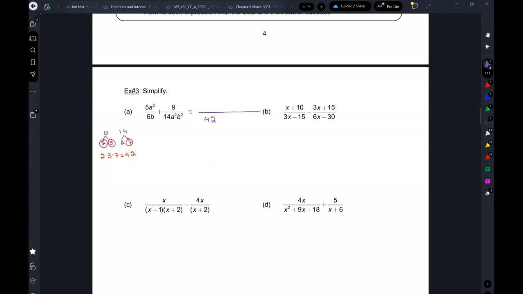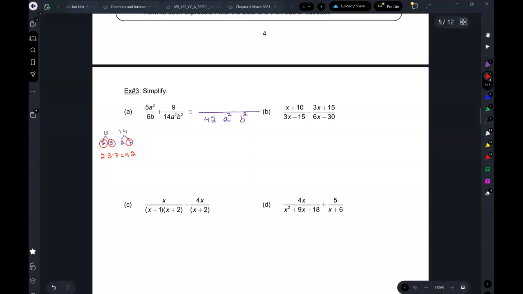Okay, next, I have some A's and I have some B's. I have an A squared. I take one of those. I have a B and a B squared. So which one do I take? That's right, the one with the higher exponent, B squared.